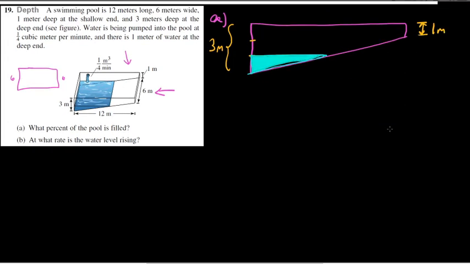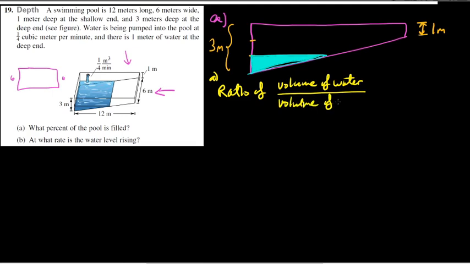So this really has nothing to do with calculus. This is a geometry problem or an algebra problem, and it's a good review though, right? And here's what we want. We want the ratio. So for part A, we want the ratio of the volume of water divided by the volume of the entire pool. Okay, that's the ratio we want, right?